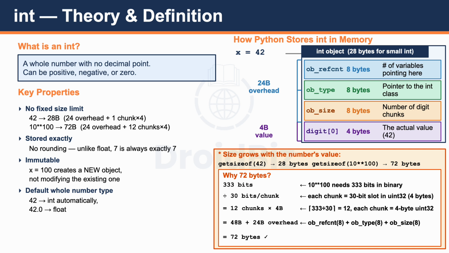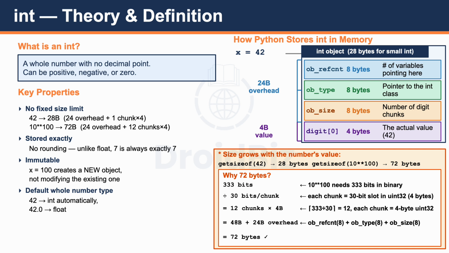Now you might wonder, why does 10 to the power of 100 take 72 bytes exactly? Python stores large numbers in chunks of 30 bits each. A 100-digit number needs 333 bits to represent in binary. Divide 333 by 30 and round up. That gives 12 chunks. Each chunk is 4 bytes, so 12 times 4 is 48 bytes. Add the fixed 24-byte overhead, and you get exactly 72 bytes.